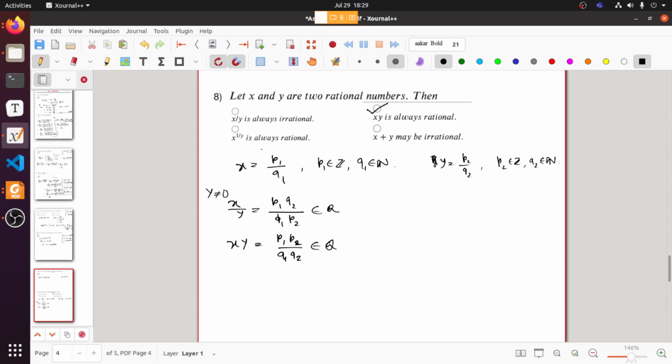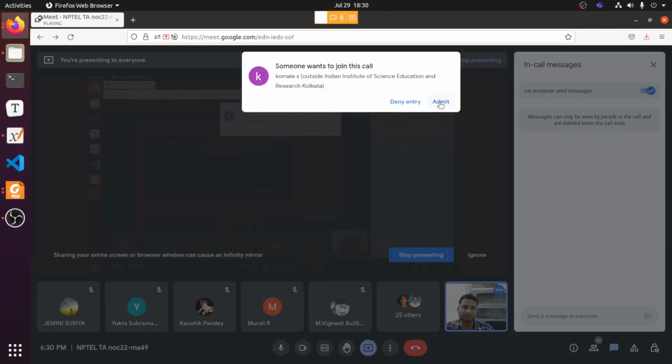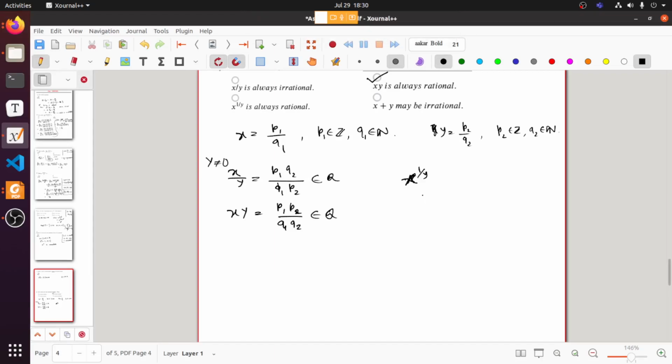What happened to x to the power 1 by y? Is it always rational? x to the power 1 by y. Is it always rational or it may be irrational? If it may be irrational, can you give some example of x and y for which it will be an irrational number? x equal to 3 and y equal to 2. Yes, take x equals 3 and y equals 2. Then what happens? It will be square root of 3, right? And this is an irrational number. So x to the power 1 by y is always rational, it's not true.